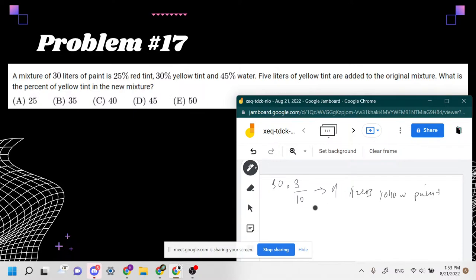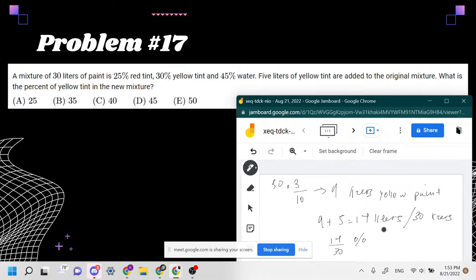Alright, so what the question asks is, what if they add 5 liters of yellow tint to that? So 9 plus 5 is equal to 14. What is the new percentage of yellow tint in the mixture? They have 14 liters of yellow paint out of the 30 liters, so you want to convert 14 over 30 to a percentage.